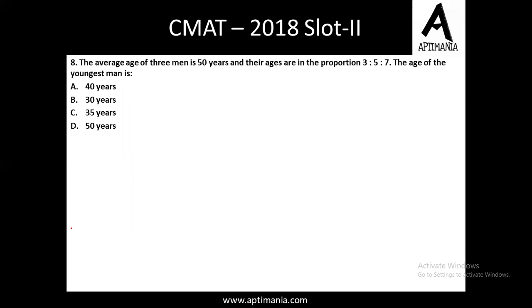It's a question from averages, including some portion of ratio as well. So we'll just take it out. The average age of 3 men is 50 years and their ages are in the proportion 3:5:7. When the ages are given to us in the proportion 3:5:7, I'll assume the ages to be 3x, 5x and 7x for the 3 men. And if we have to calculate their average, I'll divide it by 3. We'll get 50. So on cross multiplying, I'll have 15x equal to 150.